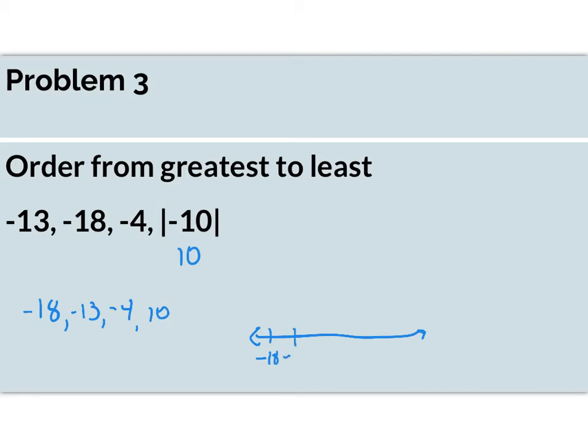-18, -13, -4, 0, and then +10. And that's our lesson on comparing and ordering integers.